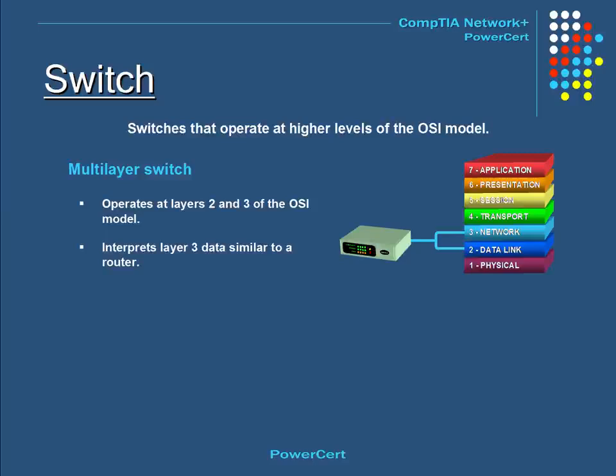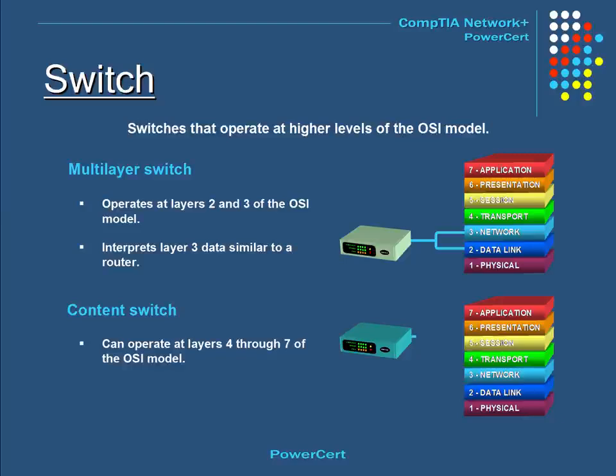And another type of switch is called a content switch. And a content switch can operate at layers 4 through 7 of the OSI model. This type of switch can perform load balancing and advanced filtering, and these switches are also very expensive.